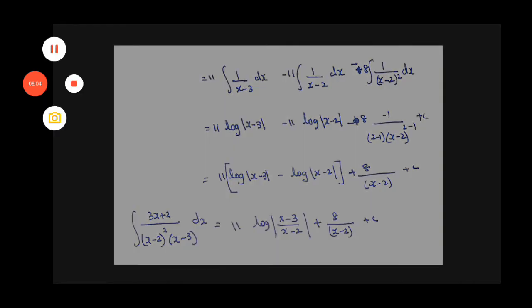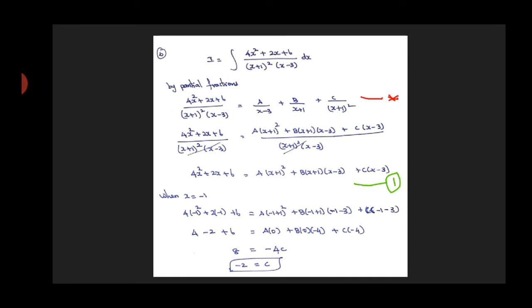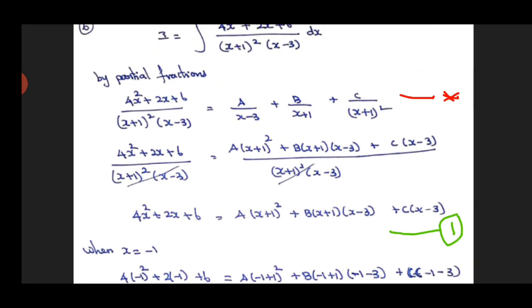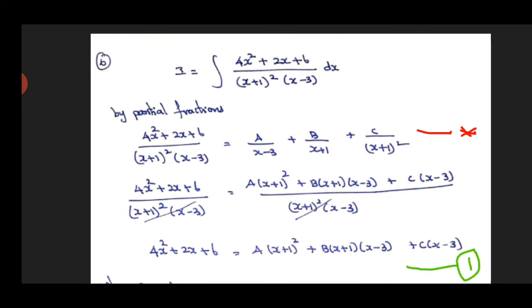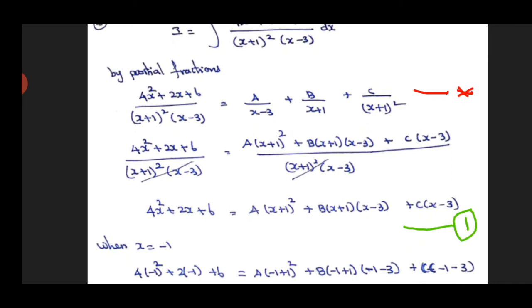Exercise number 2.2, sum number 6. So I equals integral of (4x square plus 2x plus 6) by (x plus 1) the whole square into (x minus 3) dx. This sum also we can do by the repeated factor method, because in the denominator you can see (x plus 1) the whole square into (x minus 3). So that type. Now I have taken the integrand part, (4x square plus 2x plus 6) by (x plus 1) the whole square into (x minus 3).